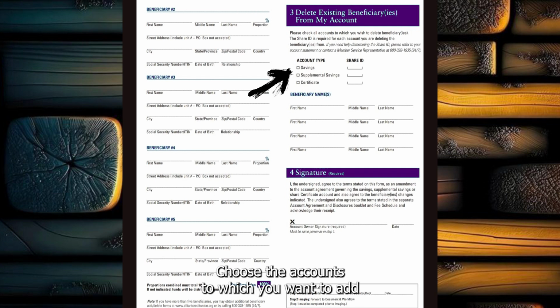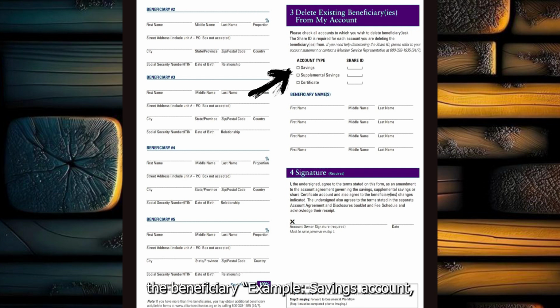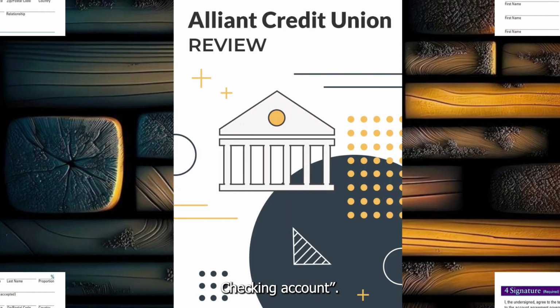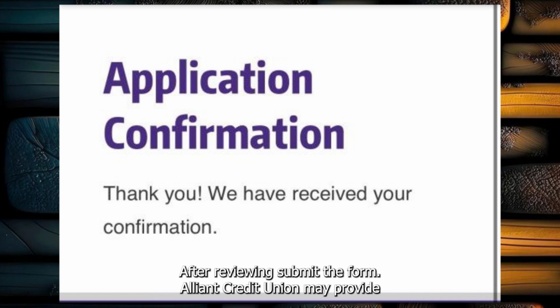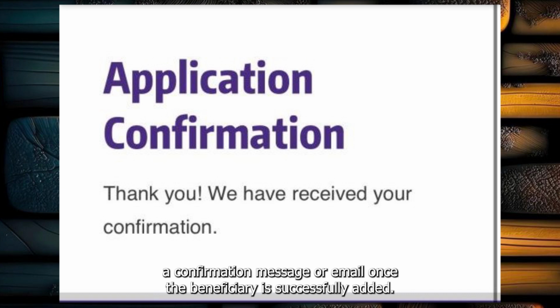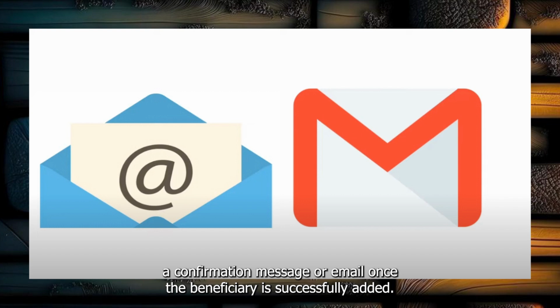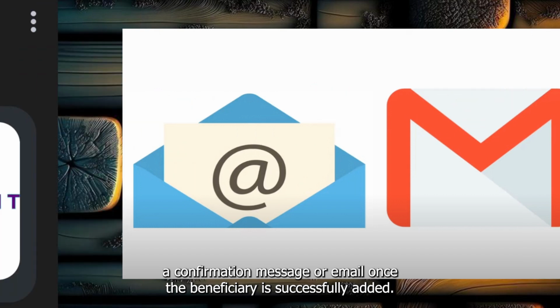Choose the accounts to which you want to add the beneficiary, for example, savings account, checking account. Review the information you've entered to ensure accuracy. After reviewing, submit the form. Alliant Credit Union may provide a confirmation message or email once the beneficiary is successfully added.